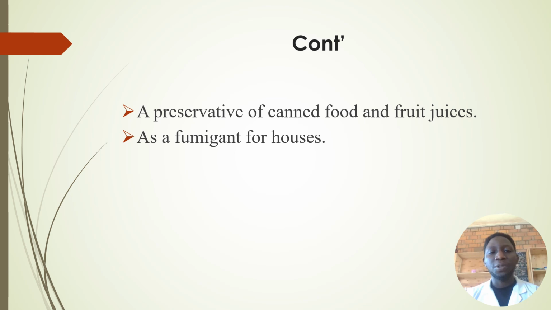Another use of sulfur dioxide is as a fumigant for houses. To mean it kills different weeds in the house.